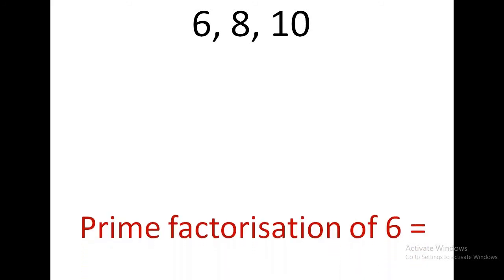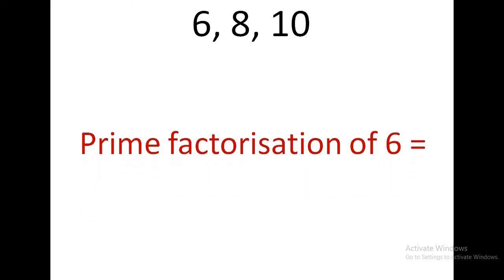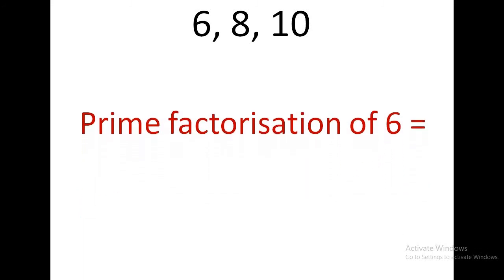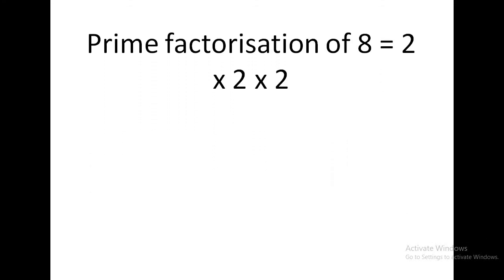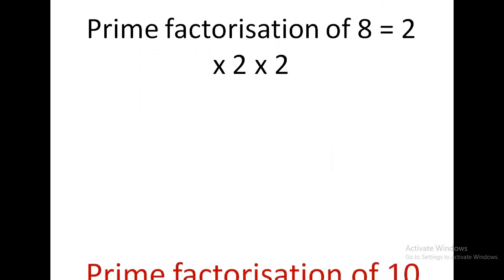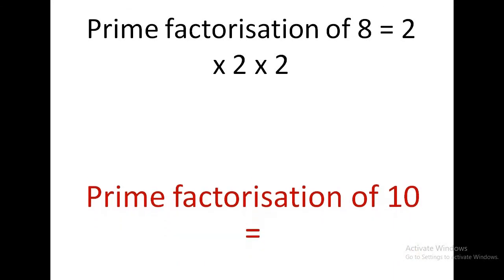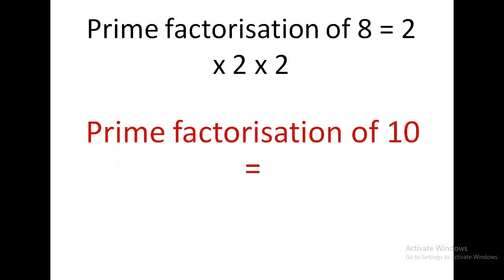Another example, 6, 8 and 10. There are 3 numbers. So first find the prime factors of 6. What are the prime factors of 6? 2 and 3. Then find the prime factorization of 8. So the prime factors of 8 are 2, 2 and 2. Then find the prime factors of 10. What are they? 2 and 5.